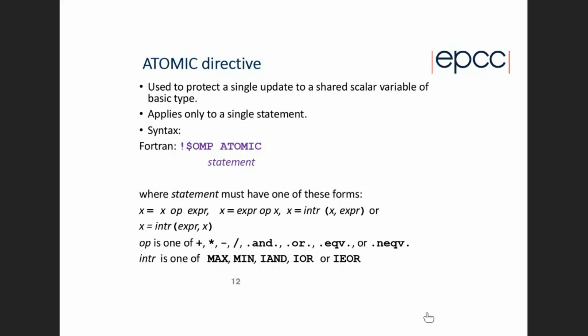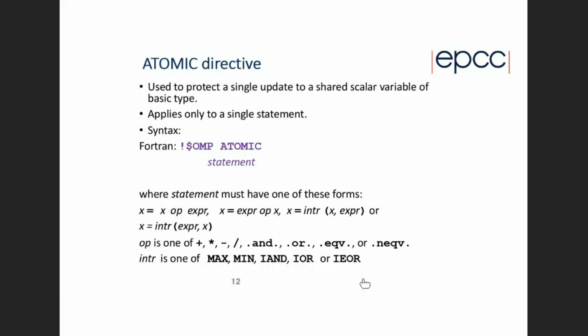So next up is atomic. In some respects, atomic is like a special case of critical, because it's used to protect a single update to a shared scalar variable of basic type. And when I say scalar, that can include array elements as well. It applies only to a single statement, and that statement must have a certain form. Essentially, it must look like an update.